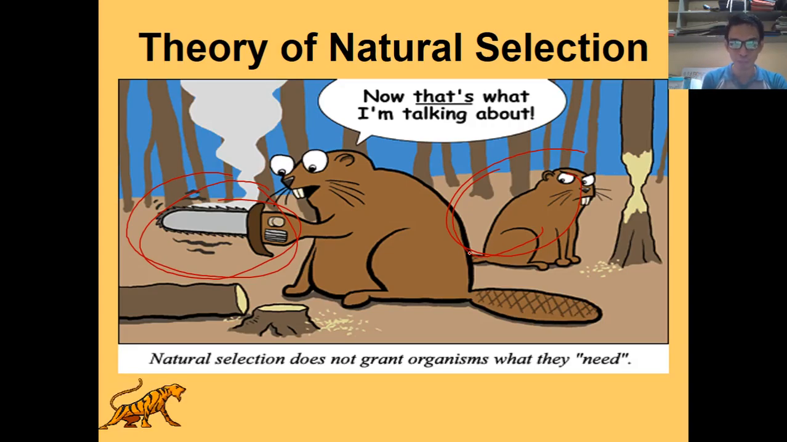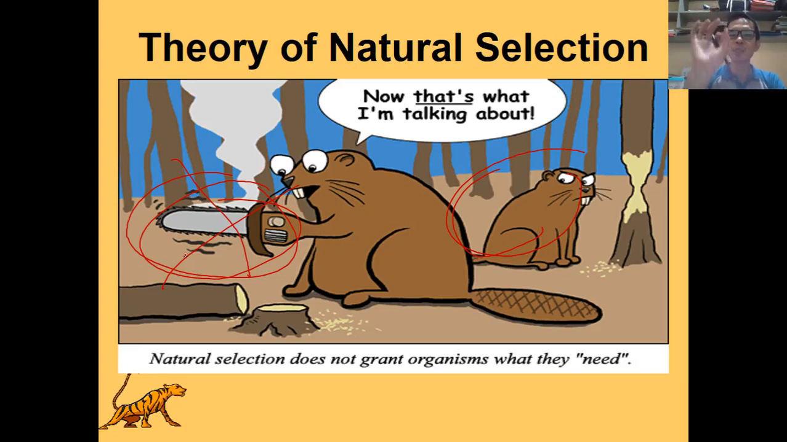So now only those organisms that can adapt to this unfavorable situation in the environment are the ones who will go to the next level. Those who cannot will likely die. Natural selection does not grant organisms what they need. Natural selection talks about how organisms should adapt to the environment so that they can reproduce successfully in the long run. So that is the natural selection theory by Charles Darwin.